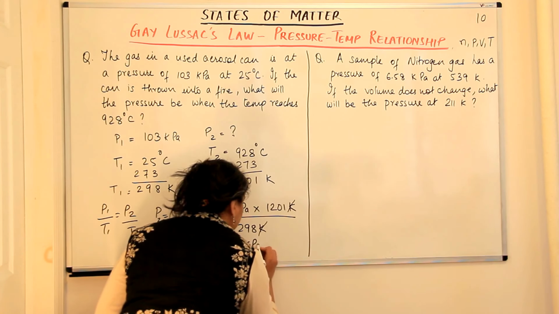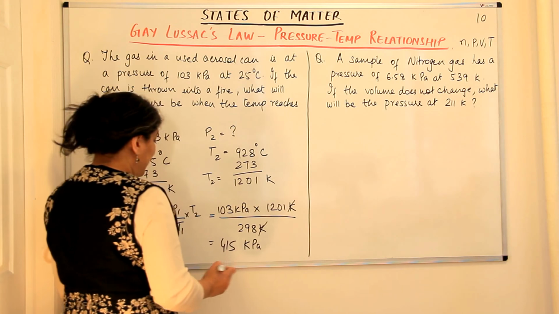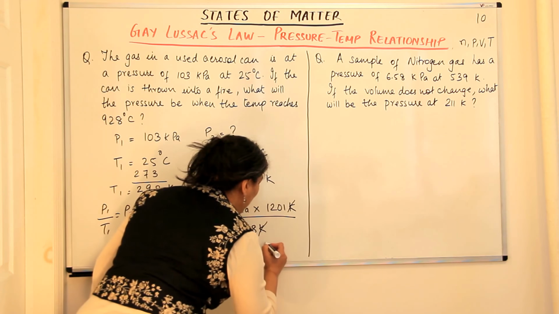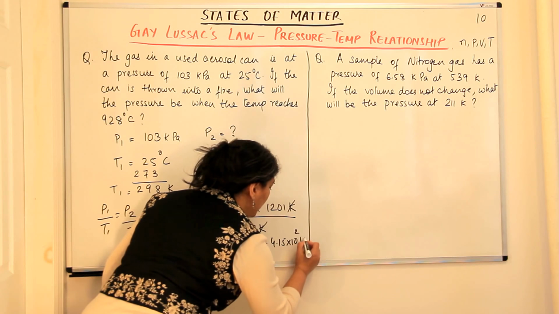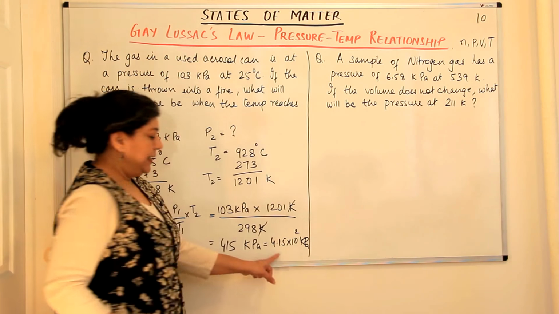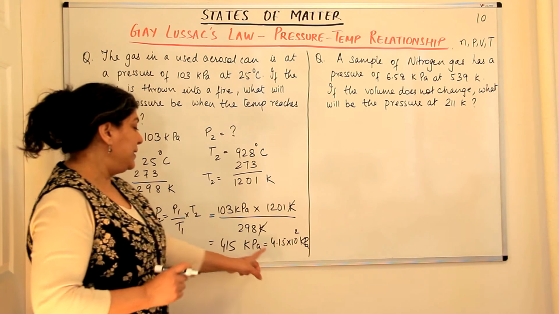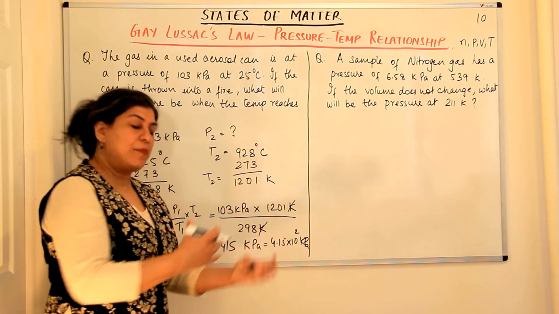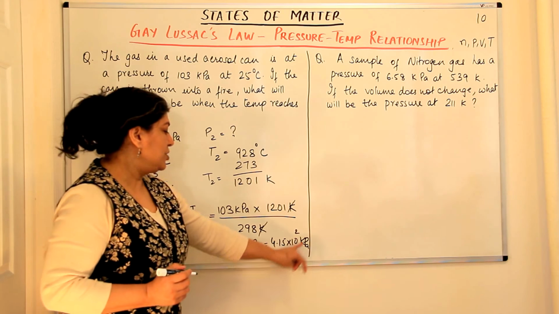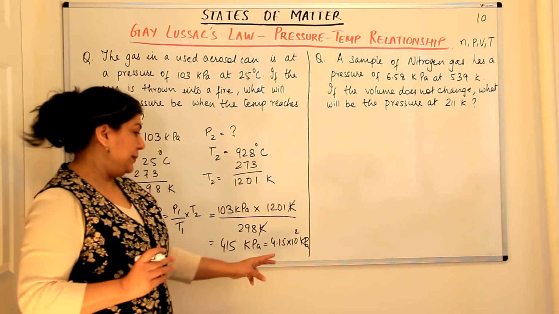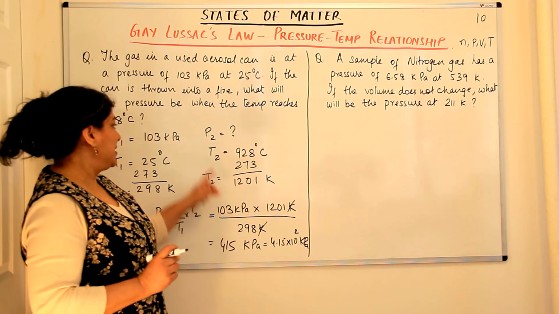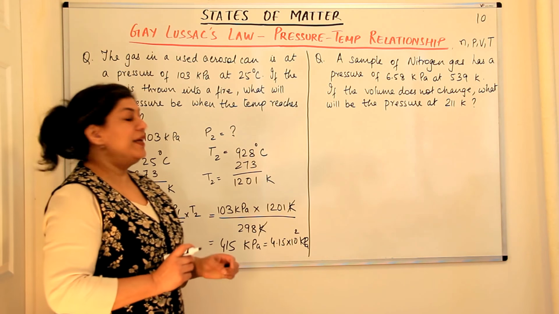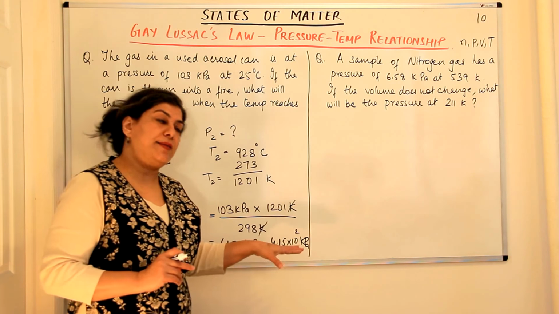415 kilopascals. Or you could say, in scientific notation, this would be written as 4.15 into 10 to the power 2 kilopascals. In scientific notation, we have only one digit before the decimal, the rest are put after the decimal, and it's shown as an exponent of 10. So 415 kilopascals is P2, or 4.15 into 10 to the power 2 is our answer.